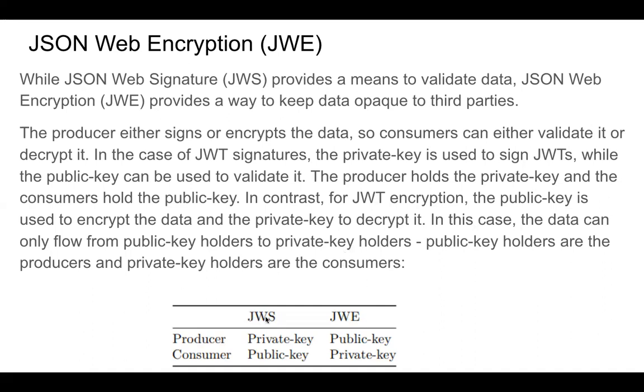So in JWS, the producer will use the private key to sign, and in JWE, the producer will use the public key to encrypt. The consumer, or the receiver, will have to use the public key to verify the signature. In the case of encryption, the receiver will have to have a private key to decrypt the data. It's exactly opposite.